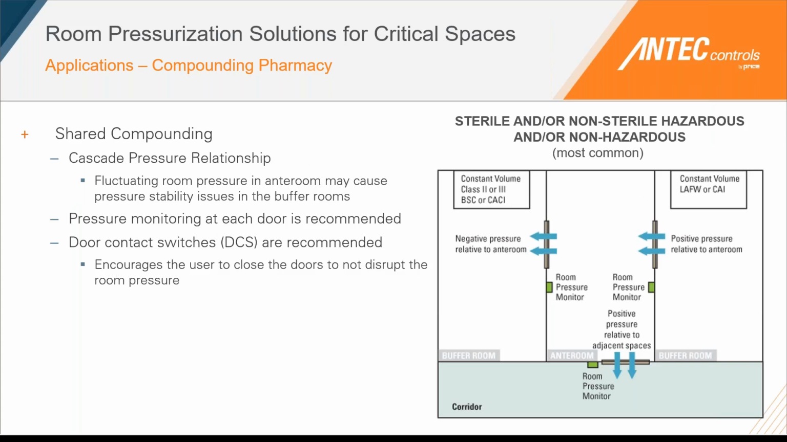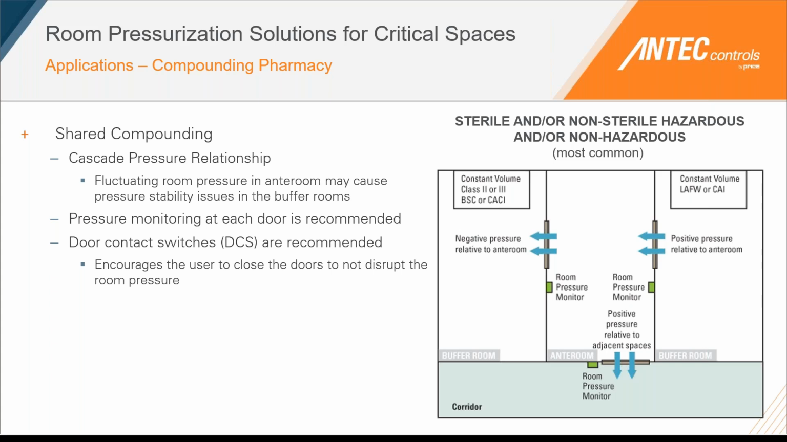The last one we have here is probably the more common type of compound pharmacy, and this is a shared compounding pharmacy. What these spaces have is a cascading pressure relationship where we're now controlling the pharmacy between a common reference, which is typically going to be your anteroom. Looking at this compound pharmacy on the right side, you're typically going to have a positively pressurized mixing space, and you're going to have a negatively pressurized mixing space, and in between both, you're going to have an anteroom.